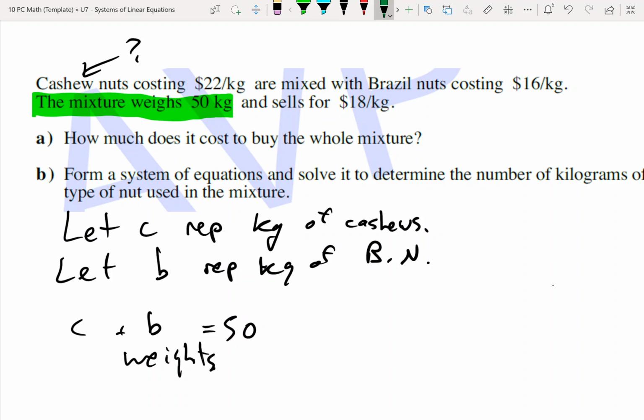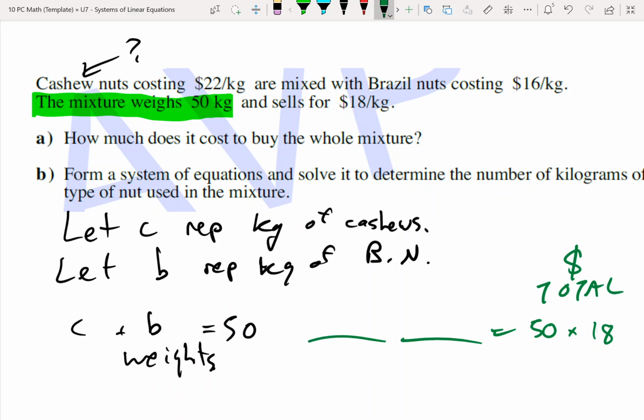Now I'm going to do the second equation. It sells for $18 a kilogram. Be very, very careful, because if I do 22 plus 16 equals 18, that doesn't make any sense. So we have to think a little bit about what we're doing. Let's do total, because total usually goes at the end. The total price would equal the weight times the price. That just makes sense. The weight, it just told us, was 50. And then the price, it also told us 18. So that's my total over here.